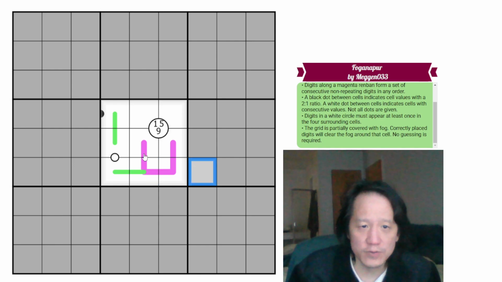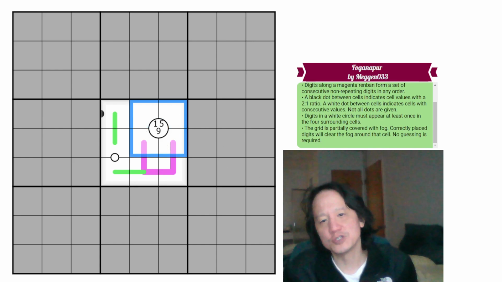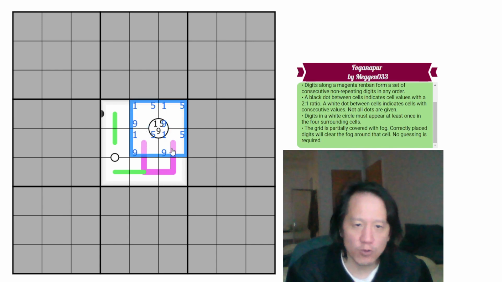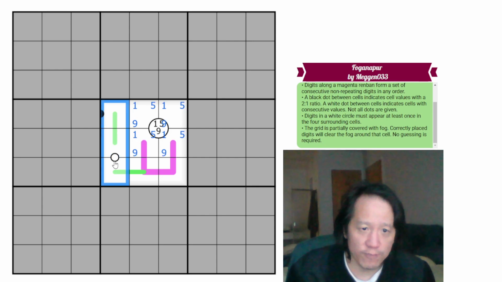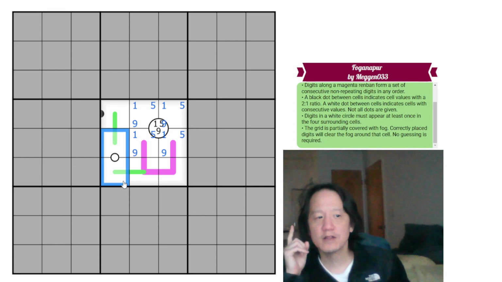Okay, so these are consecutive. One thing we know is that 1, 5, and 9 have to be in these 4 cells, just by the quad rule. Therefore, none of 1, 5, or 9 can be here. Since these are consecutive, they must be in the same set. On a German whisper line, you always have low numbers next to high numbers.